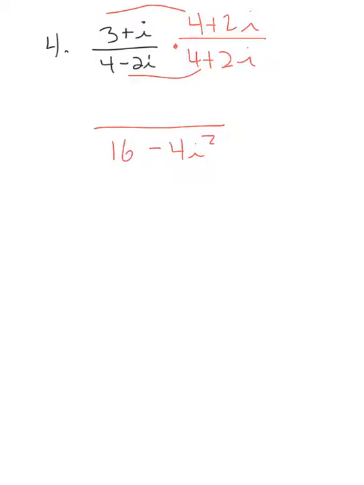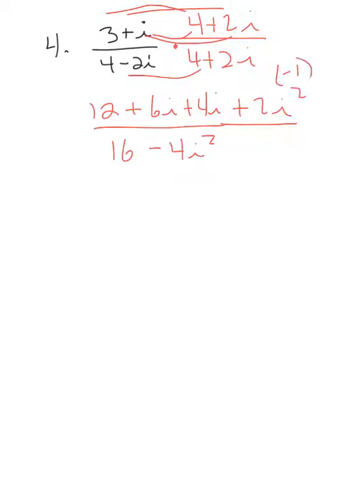3 times 4 is a 12. 3 times 2i is a 6i. Then you got to take the i times 4, that's a 4i. And you got to take the i times a 2i, which is a 2i squared. A little different than what we've been seeing so far. Okay. Clean this thing up a bit, and what do you got? Remember, this thing here really is a negative 1. i squared is a negative 1, so that's really a negative 2.